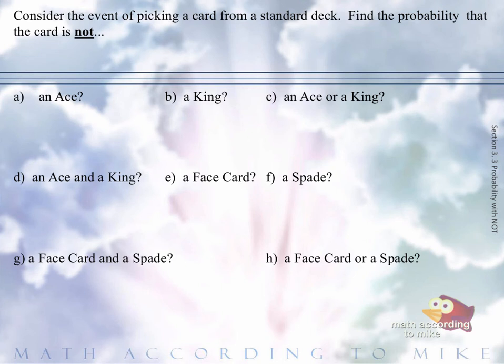Consider the event of picking a card from a standard deck. Find the probability that the card is not... All right, so we're going to have to think backwards. We can use the formula if we want to, but let's just try to reason this out.